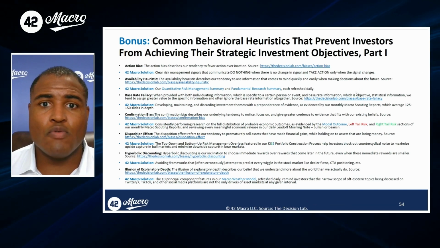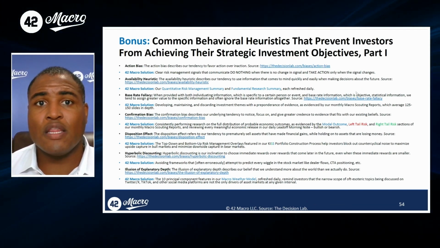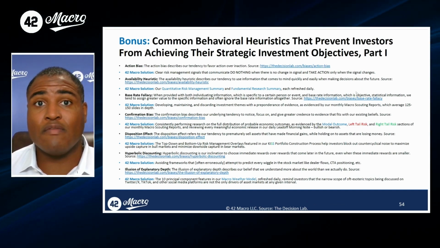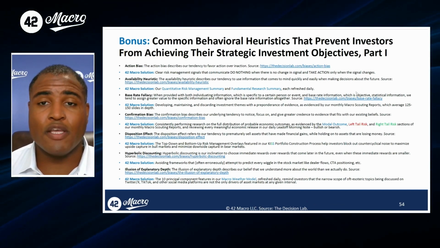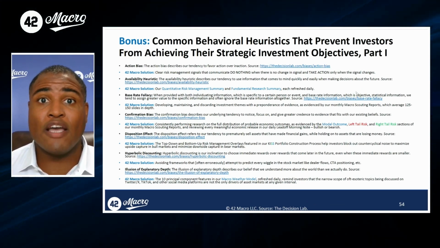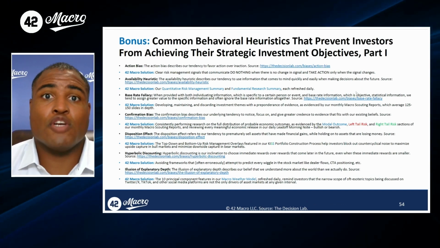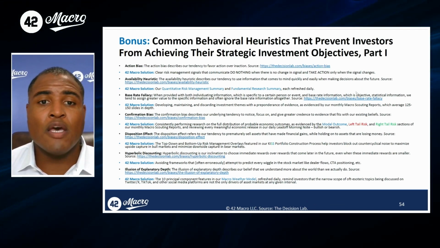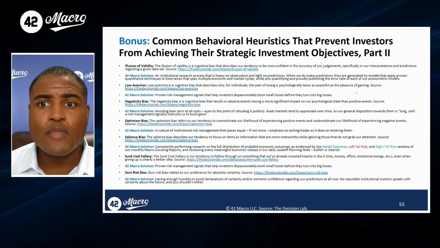So we wanted to leave you with this. This is a list and details of common behavior heuristics that prevent investors from achieving their strategic investment objectives. If you're a retail investor, in our opinion, your only strategic investment objective should be to retire on time and comfortably. If you're an investment advisor, your objective should be to help your clients retire on time and comfortably. And if you're an institutional investor, your objective is to generate more alpha than the next guy or gal you're competing with. So that's our view, and we'll let you review these behavior heuristics on your own.